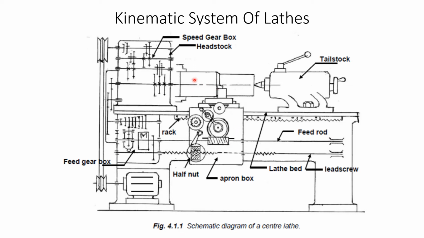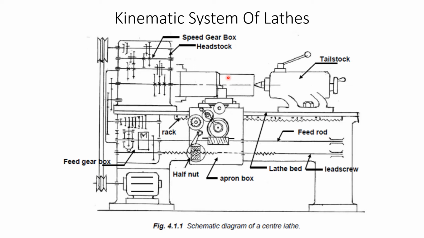Here we can see this is the chuck. Then feed motion by linear travel of the tool, either axially for longitudinal feed in this direction for turning, or radially for cross feed in order to perform facing operation or to provide depth of cut.